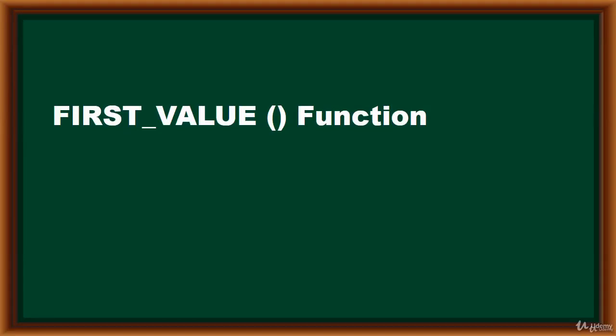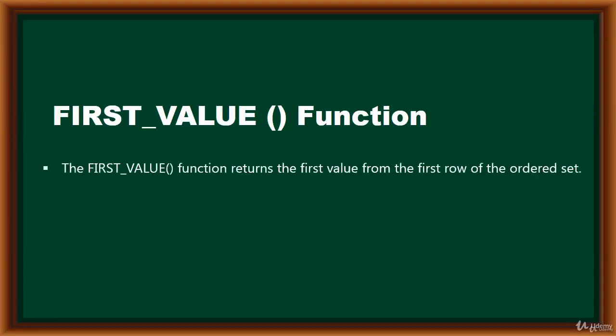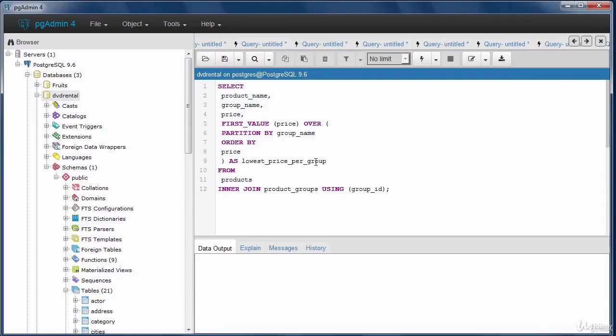In this video, I'm going to illustrate how the first_value function works in PostgreSQL. So what is the first_value function? What does it do? Well, the function basically is used to return the first value from the first row of the ordered set. So for example, if you wanted to return the lowest price per product group, you can use the first_value function to achieve that.